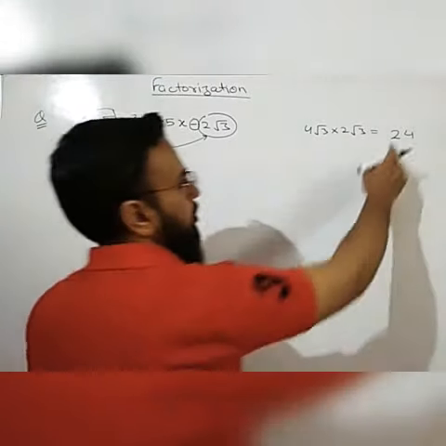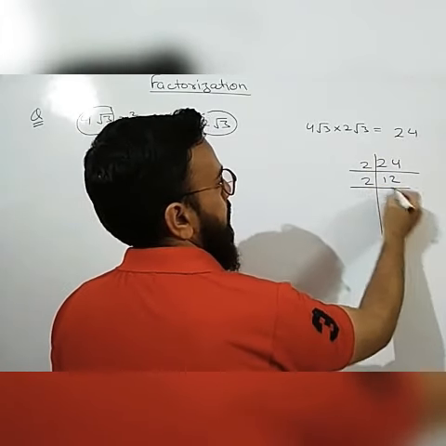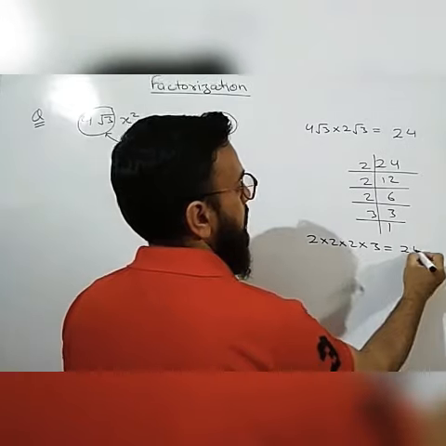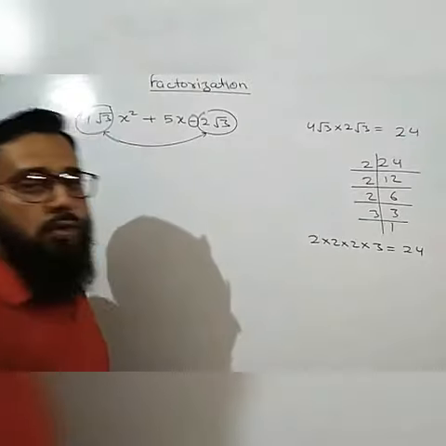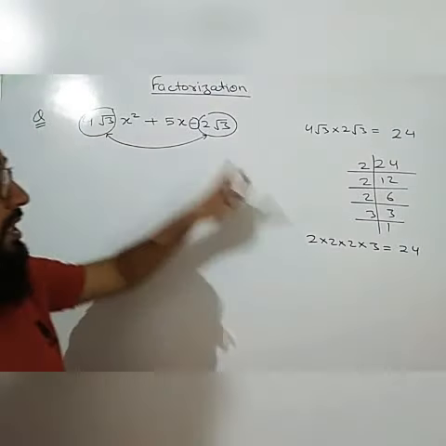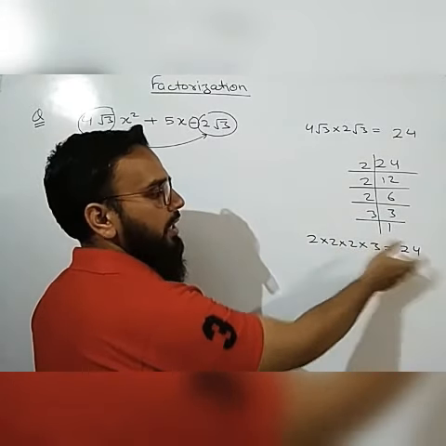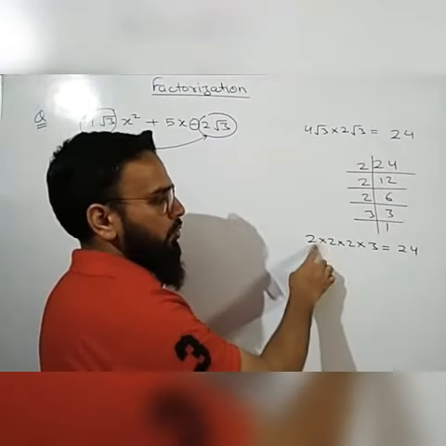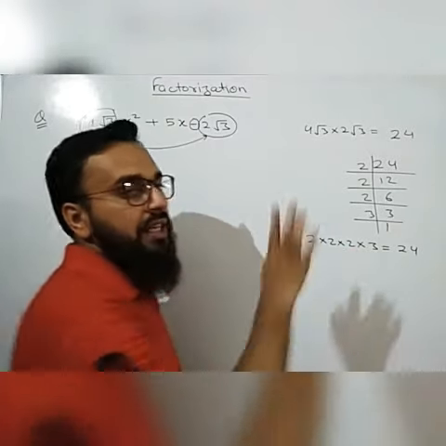So how can we get those two numbers? Now we know the factors of 24. First find the factors of 24. So it will be 2 12s, 2 6s, 2 3s and 3 1s. It means we can write 2 into 2 into 2 into 3 is equal to 24. Now we have to select two numbers whose multiplication is 24 but whose subtraction should be equal to 5. So if we consider 6 and 4, 6 fours are 24, but 6 minus 4 is not 5. So let us consider another pair, 8 and 3. 8 threes are 24, and if we subtract 8 minus 3, that will be equal to 5.